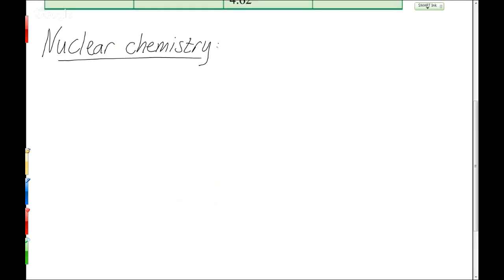Yeah. If we were to make kind of a general category here, nuclear chemistry is the chemistry or the changes of the nucleus, which, as you probably remember, is the protons and the neutrons.